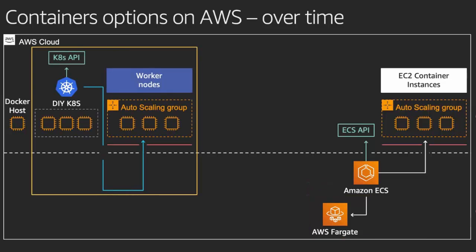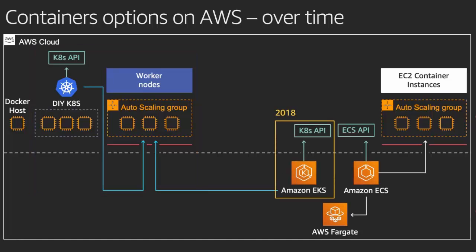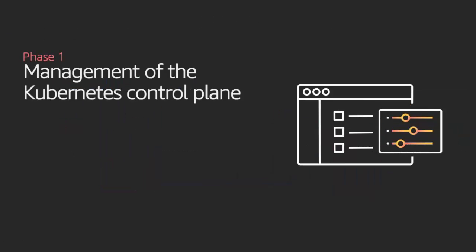Similar to how we noticed customers running Docker on EC2, we started to see customers running Kubernetes on EC2 virtual machines. And these customers, many of you, told us that you wanted an easier way to run Kubernetes on AWS. So in 2018, we set out to make this easier for you. We launched Amazon Elastic Kubernetes Service, or EKS, as a managed control plane for Kubernetes clusters on AWS. And that was phase one of EKS.